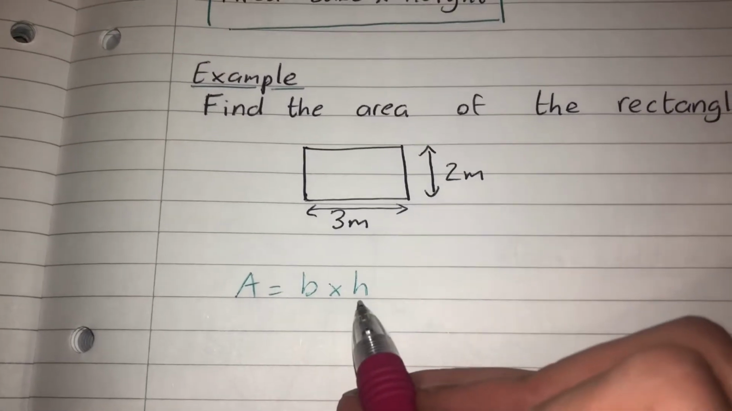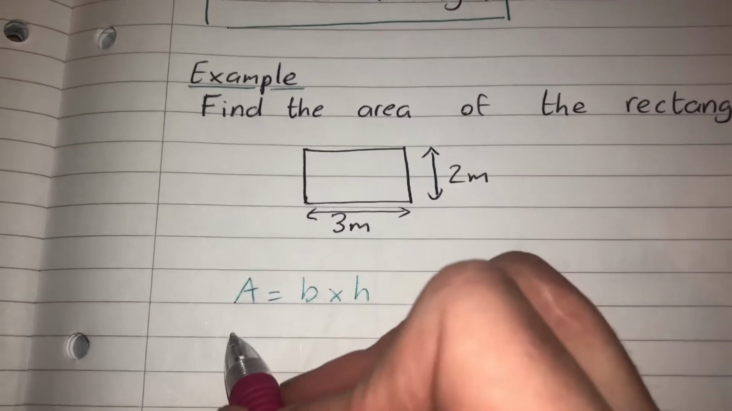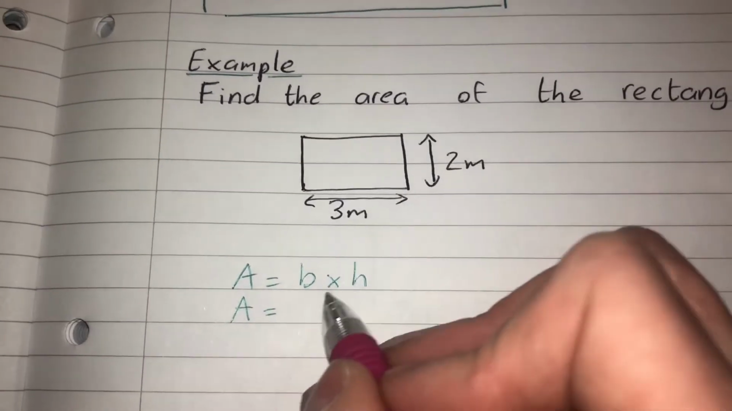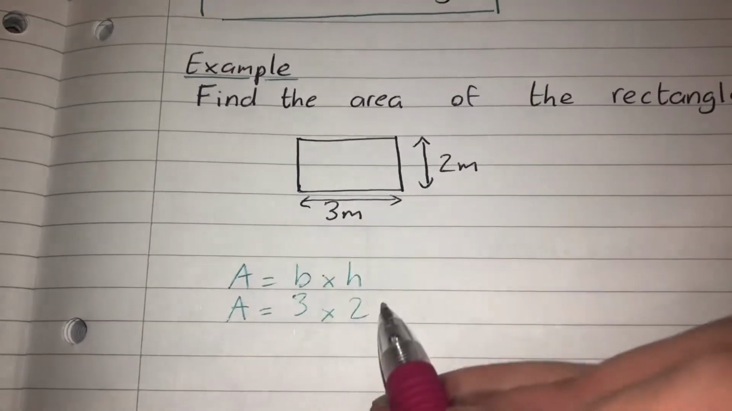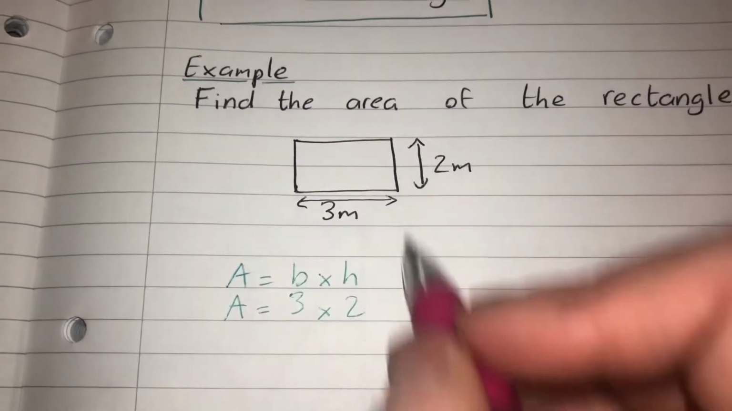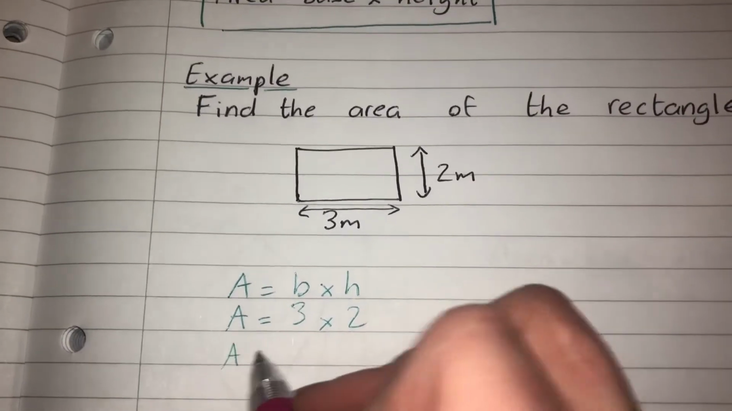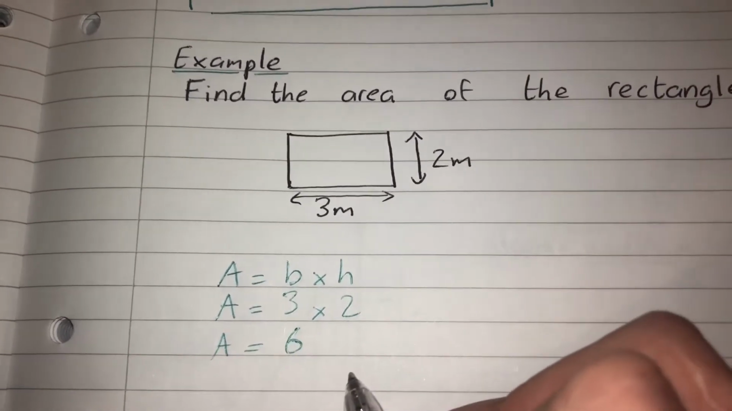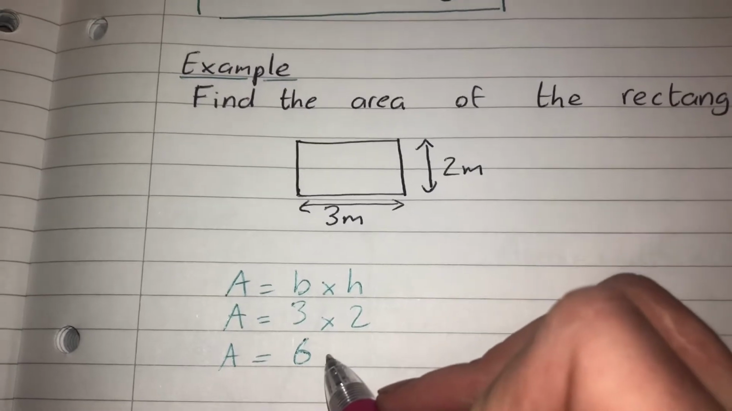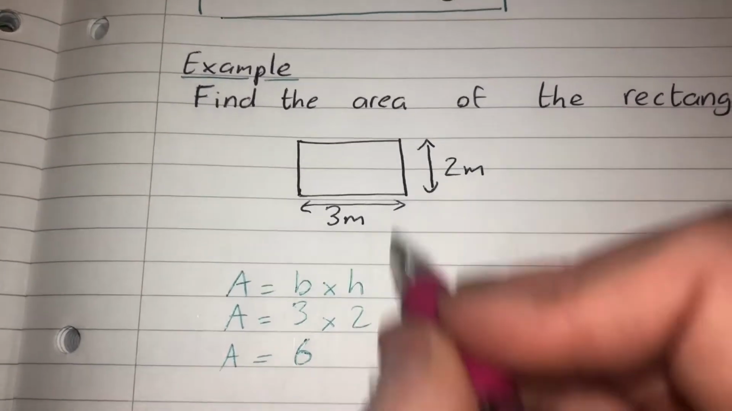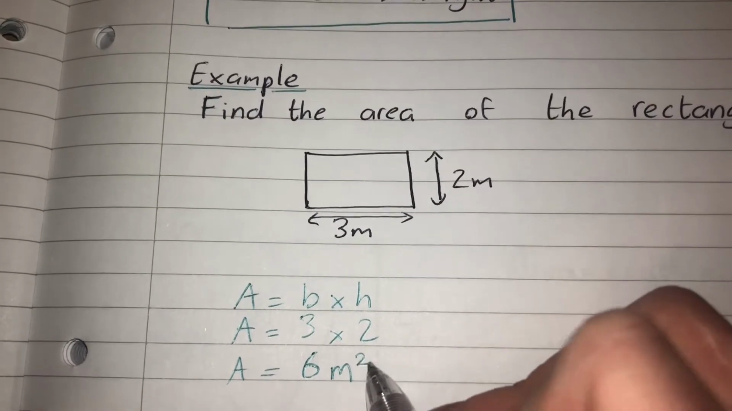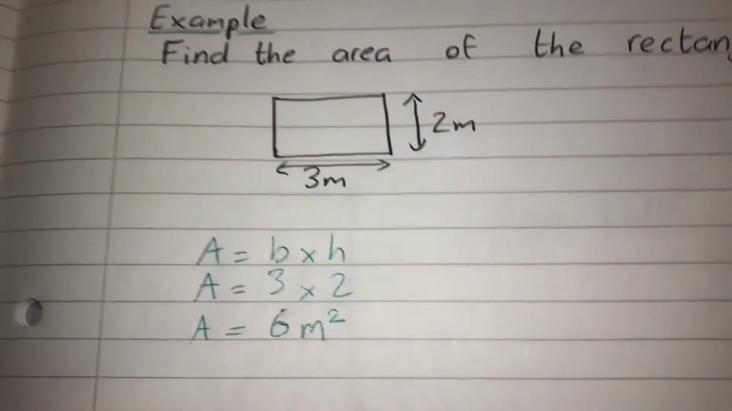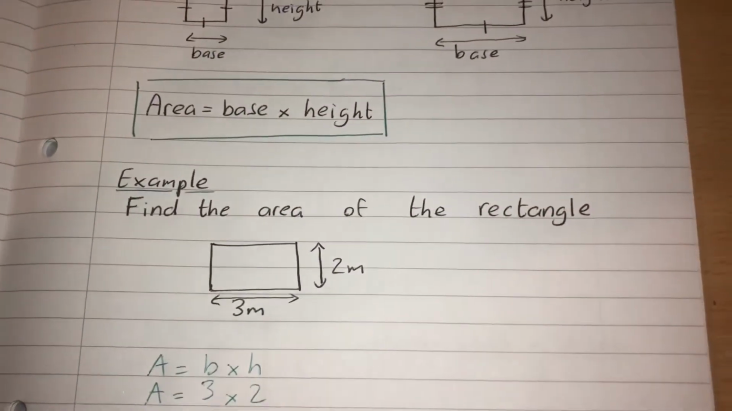B is the base, H is the height, so just substituting in, area is equal to 3 times 2. Okay, I've just taken the dimensions for my substitution from here. 3 times 2 is 6, and again, what's always important if you're asked to is to insert your units. So because we're dealing with meters here, our units for area will be meters squared. Okay, so again, just a quick recap there on squares and rectangles.